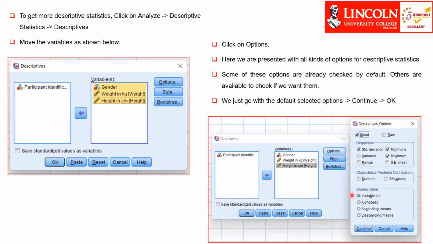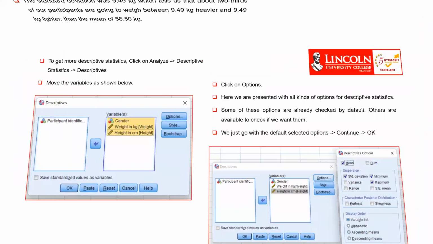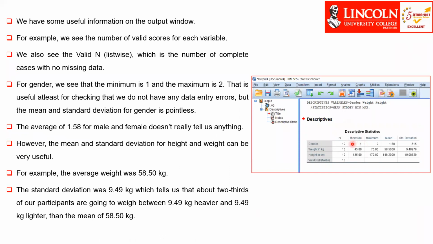From these options, we have all these options that can be selected. Here we are presented with all kinds of options for descriptive statistics. We have mean, we have sum, we have standard deviation, we have variance, we have range, and the likes. Some of these options are already checked by default. Others are available to check if we want them, that is, if they are necessary or if you are interested in them. But in this case, just go with the default selected options, click on Continue, then we click OK. And with that, you get more results like this.